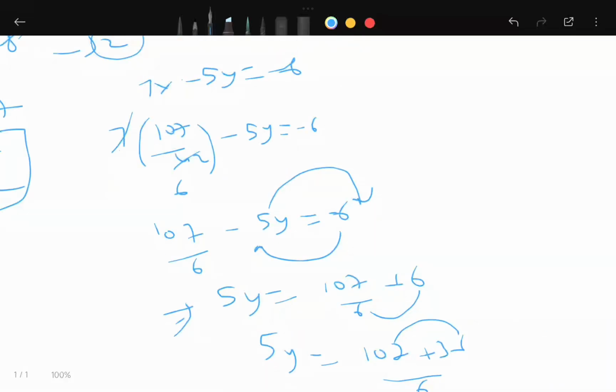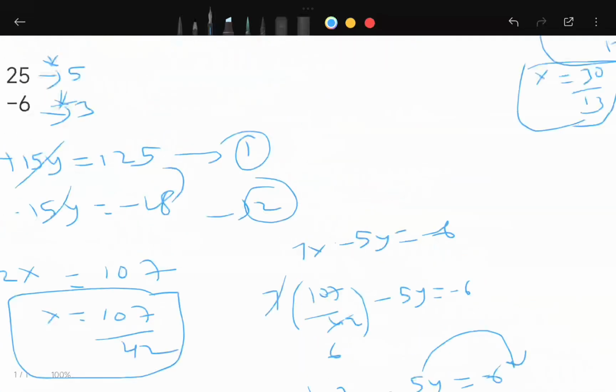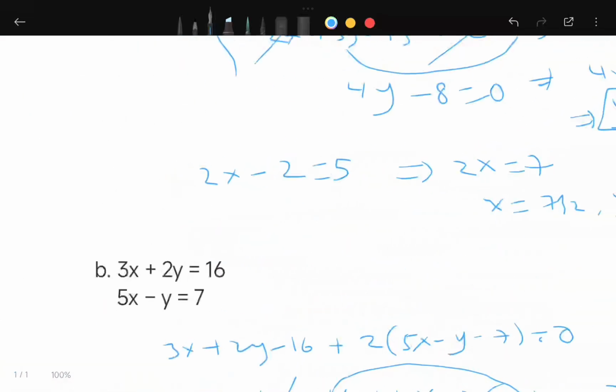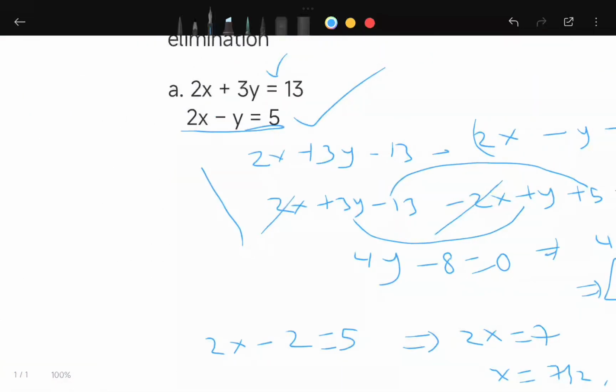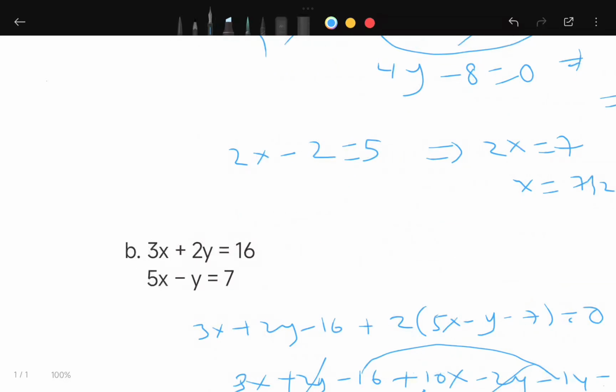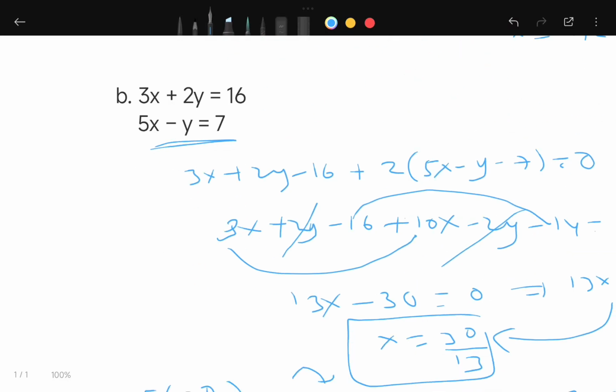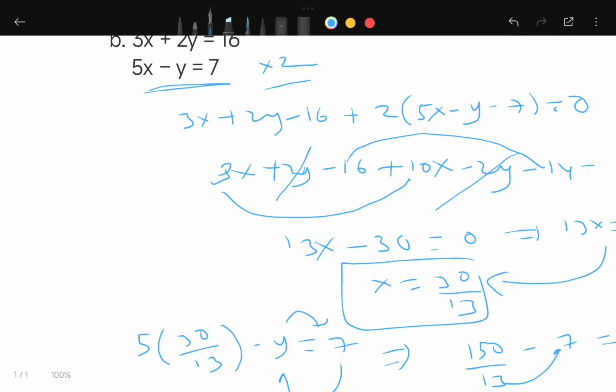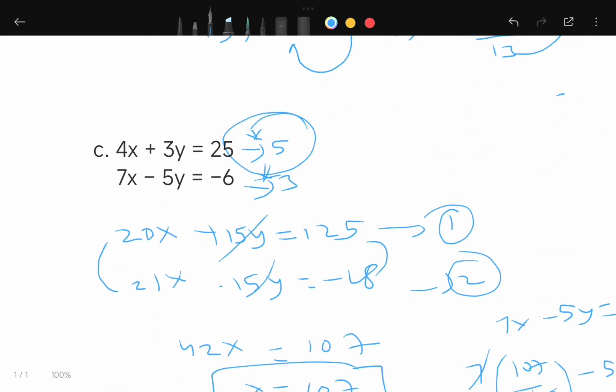So we discussed three methods. One is directly subtracting both equations. One is multiplying one equation by a different value, and one is multiplying both equations by different values.